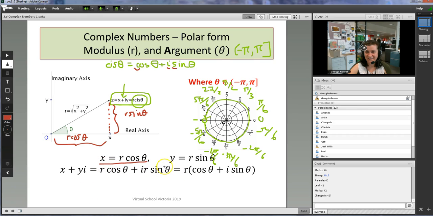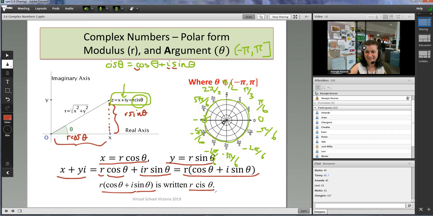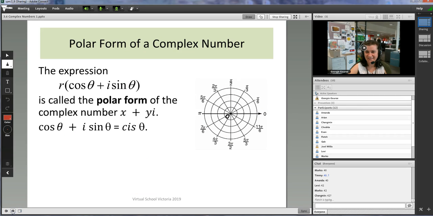Because x is equal to r cos theta, y is equal to r sin theta. So x plus yi can be expressed as r times cos theta plus i r times sin theta. See? And then that is abbreviated to make this new little expression that we need to learn. r cos theta plus i sin theta is shorthand r cis theta. Some more new terminology for you to make sure that you understand when you're reading and applying.